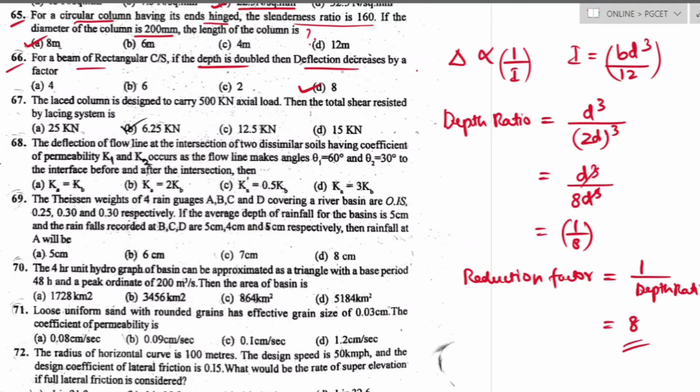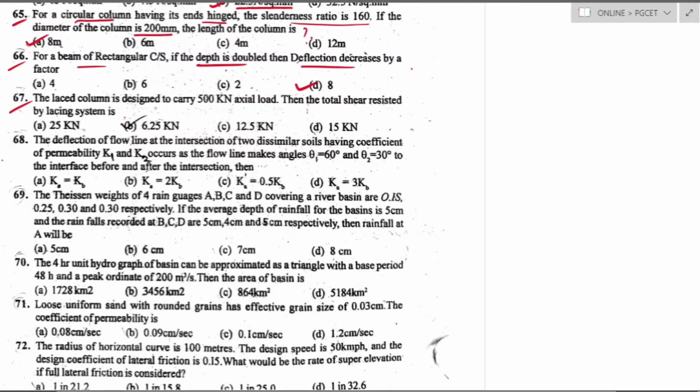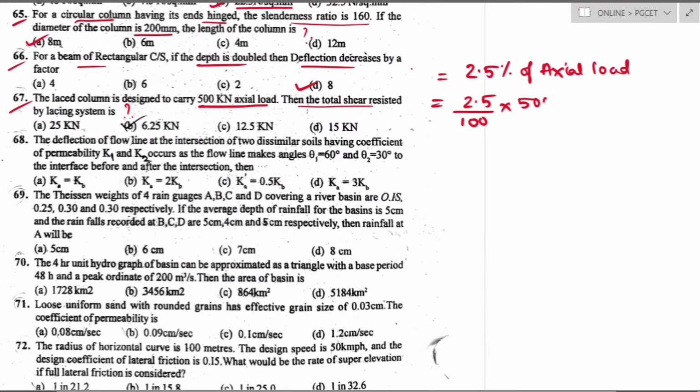Question number 67. The laced column is designed to carry 500 kN axial load. Then the total shear resisted by a lacing system is. The total shear resisted by lacing system is equal to 2.5% of axial load. That is equal to 2.5 divided by 100 multiplied by 500, the total axial load. So you will get the total shear resisted by lacing system is around 12.5 kN. So option C is the right answer.